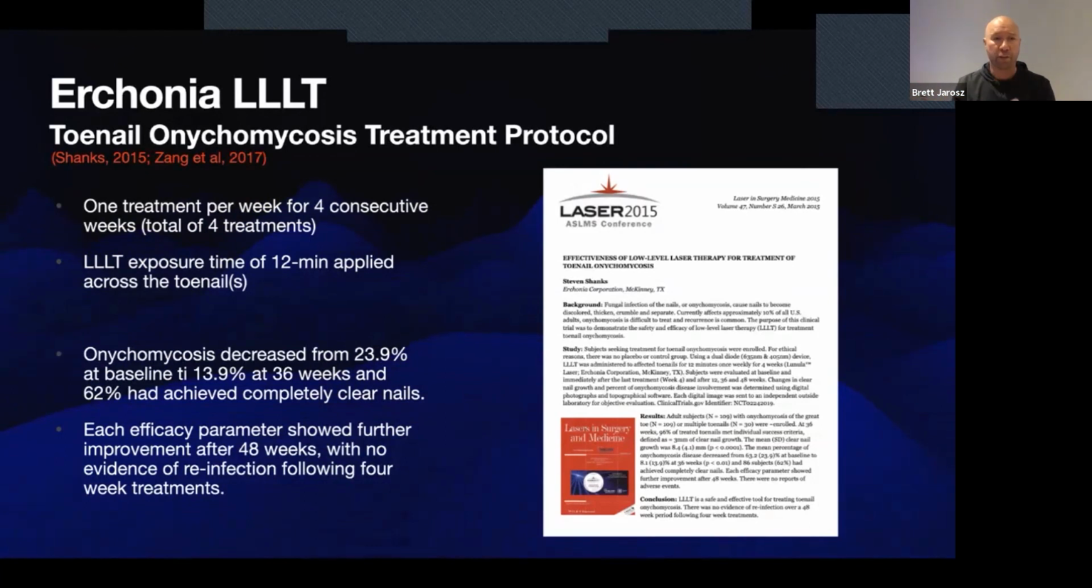Now, when we look at the research behind it, the onychomycosis decreased from 23.9% at baseline to 13.9 at 36 weeks. You can see here, it's a long process for this physiological effect because you're waiting for the toenail to grow. That's what we're actually waiting for. And what they showed here, 62% had achieved completely clear nails in 36 weeks. Each parameter showed further improvement at 48 weeks with no evidence of reinfection following 4-week treatment.